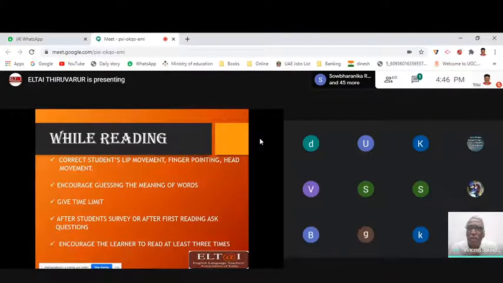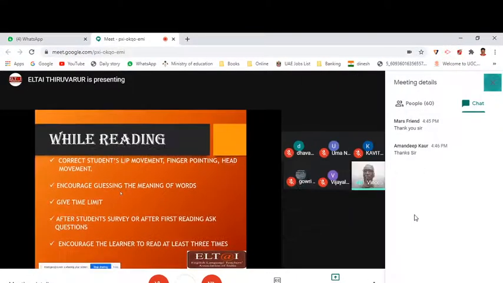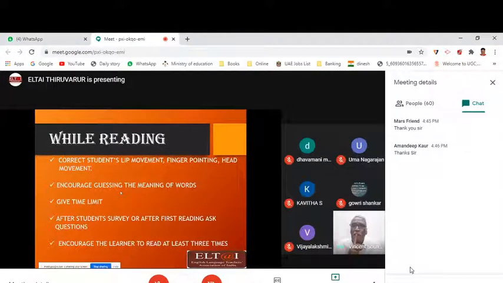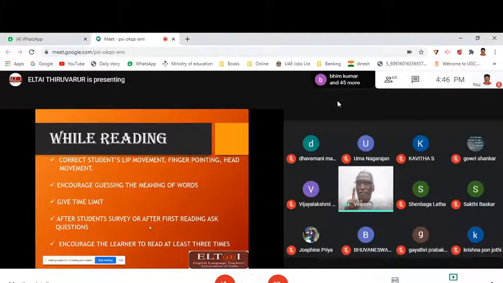What do you do? This must be consciously dealt with. The learner must consciously be made aware of the lip movement and ask the child or the student to keep the finger like this in the mouth, on the lips, and then read. So they will be forced to read not word by word, but at least some words together. Is it all right? So this is very important.